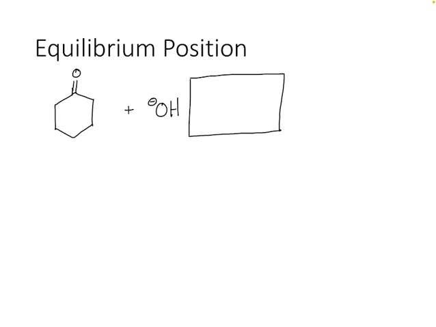So here, this first box is for our equilibrium arrows. And then you're also going to try to figure out what the products are for this reaction. So you can pause the video, try this on your own, and then when you're done, we'll go over it together.